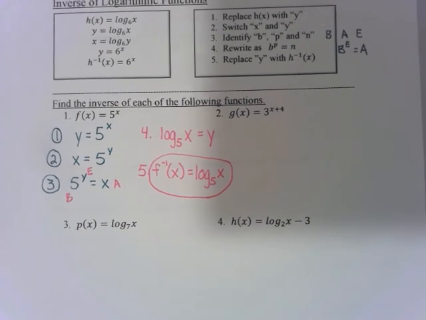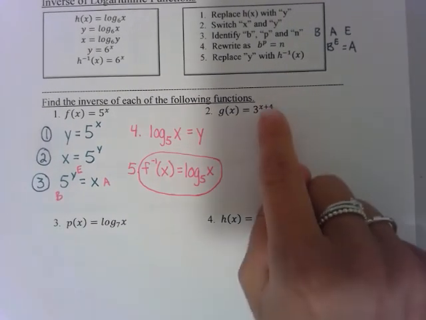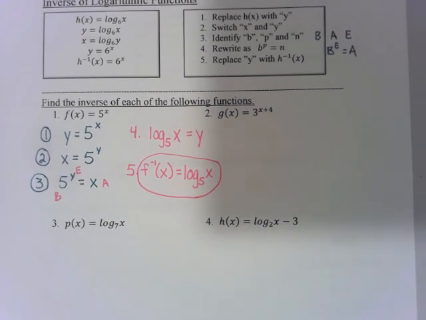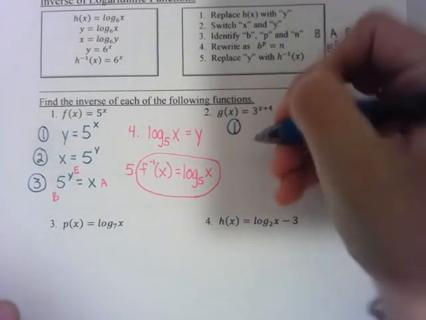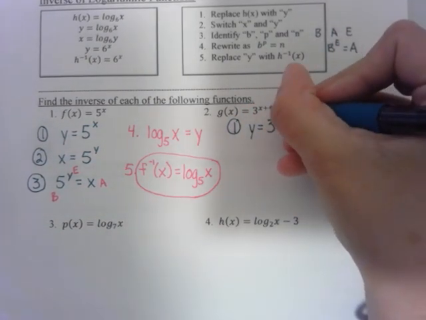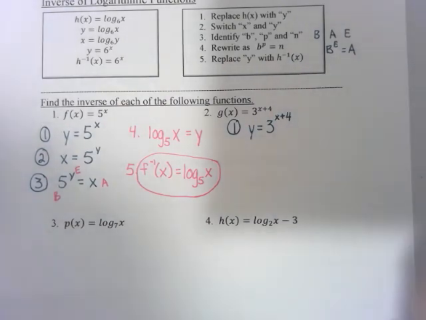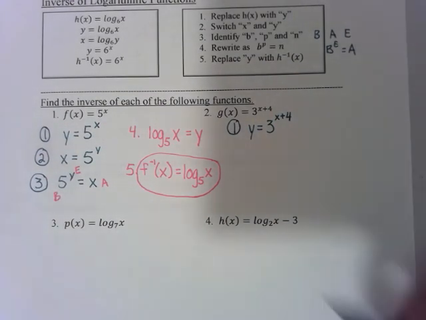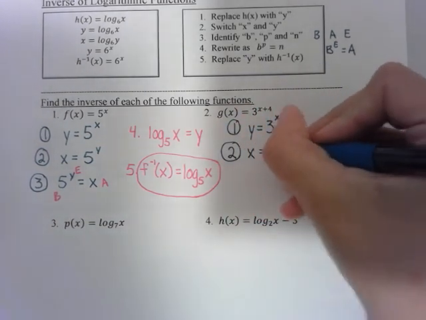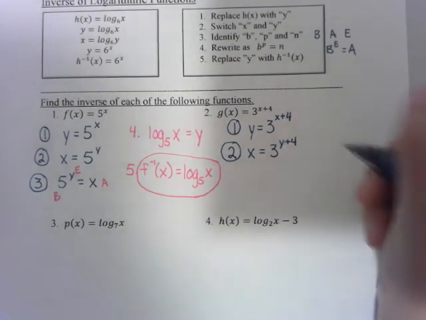We're going to go ahead and try number 2, and number 2 has something extra special going on with it because we notice that there's something extra in the exponent. Now, since this plus 4 is up in the exponent, we're going to leave it how it is. So I'm going to start off, step 1 is to replace that g of x with y. So y equals 3 to the x plus 4 power. Step 2 is to switch my x and y. Now x equals 3 to the y plus 4 power.